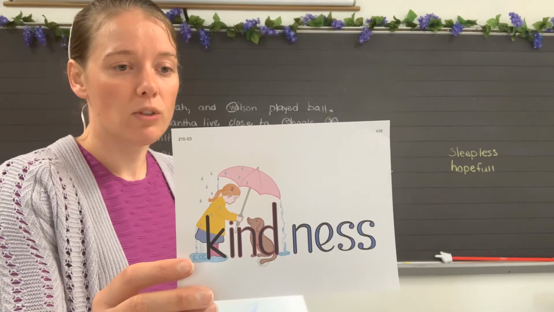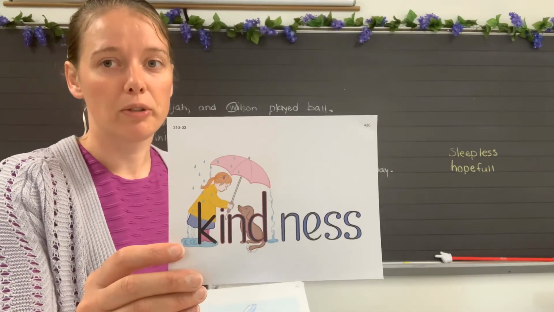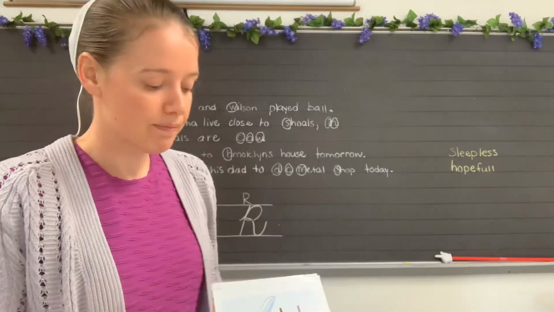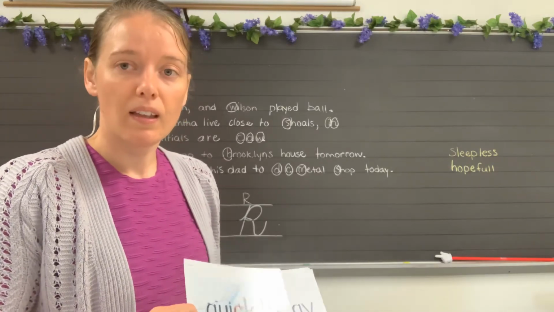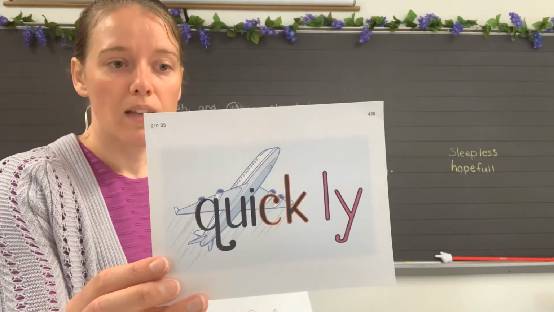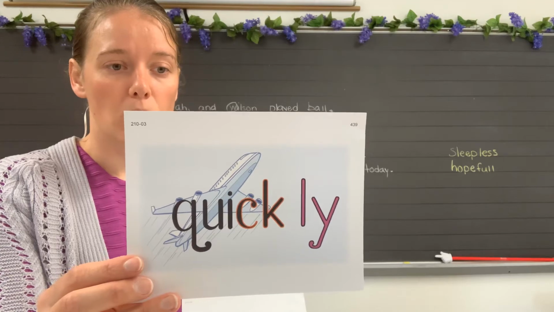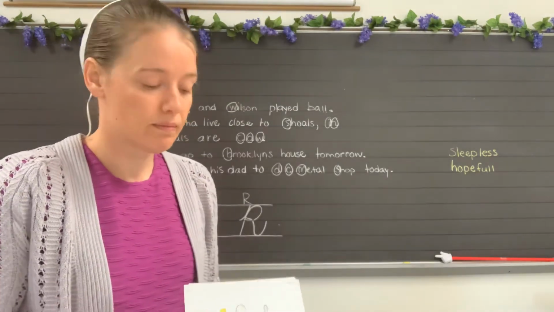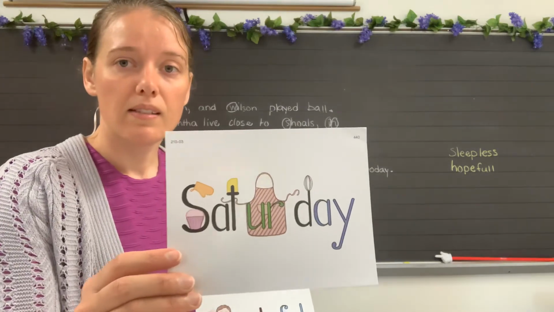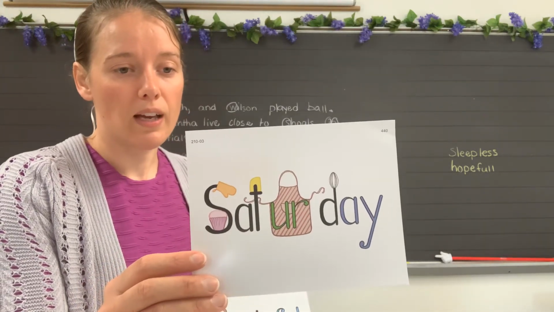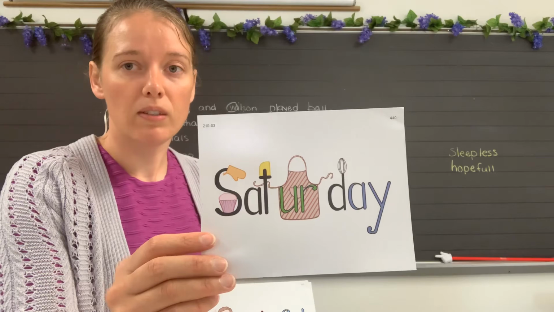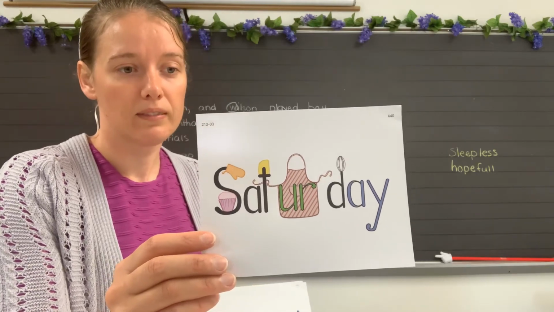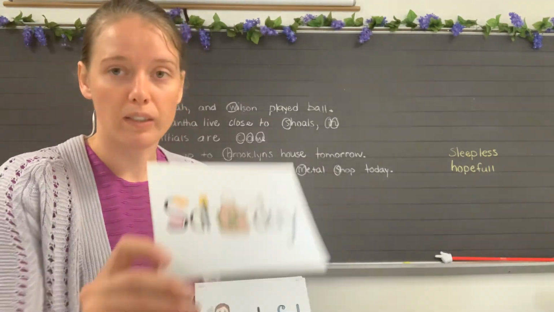Kindness. Kim showed kindness to her dog, Nero. Kindness. And we have quickly. The jet took off from the airport and quickly climbed high into the sky. Quickly. Saturday. We bake on Saturday, so we have food to eat on Sunday. Saturday. This one has 3 syllables in it.